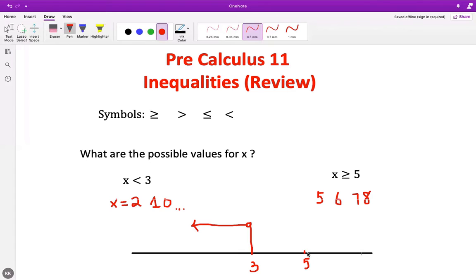What about x greater or equal to 5? How can I illustrate it on a number line? First I draw the vertical line here and I fill in the circle, which means that x is equal to 5. I extend the line to the right side, which means that x is greater than or equal to 5 for every x value.